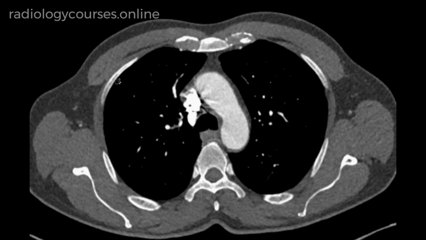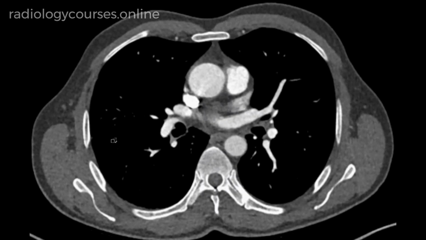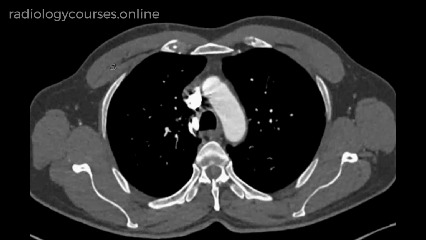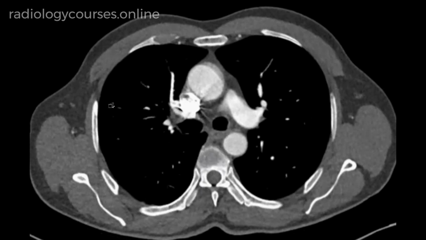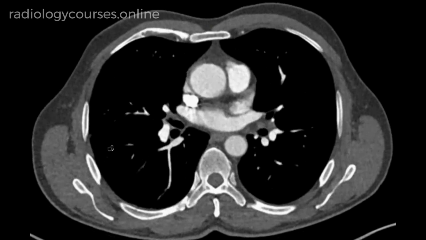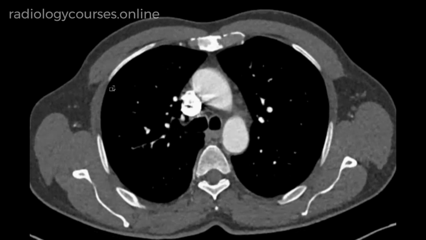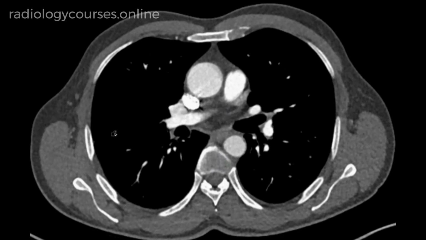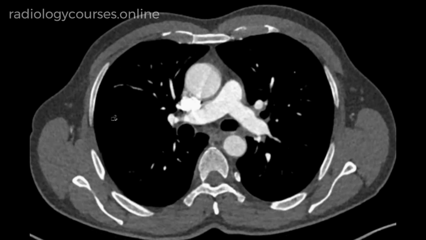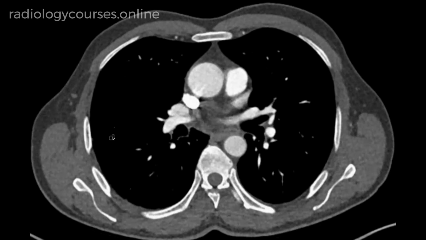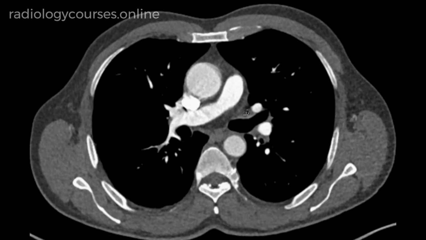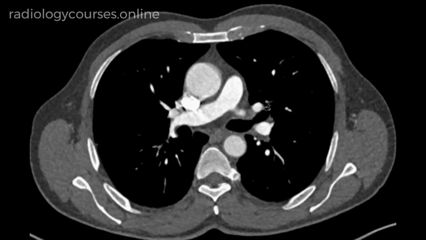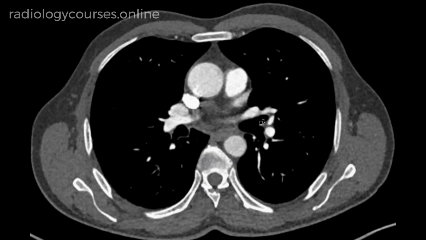Here we have a CTPA on a 50-year-old with history of shortness of breath and history of recent long travel. We need to visualize the CTPA in angio or CTPA windows, not in the mediastinal or soft tissue windows. So what we see here is an unremarkable main pulmonary artery, unremarkable right and left pulmonary arteries.